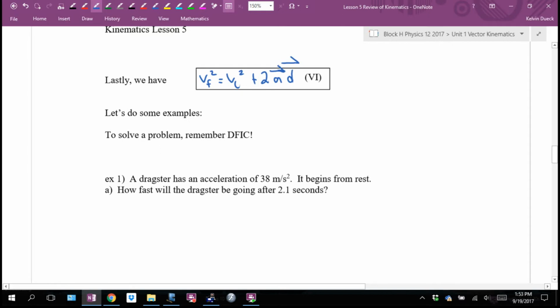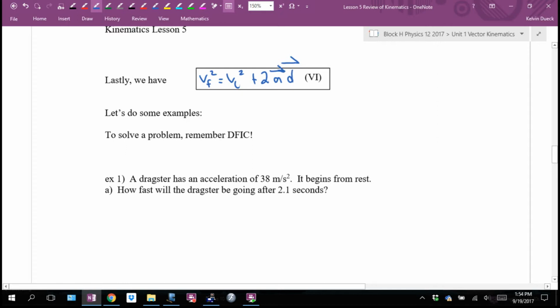To solve a problem, remember DFIC. I have two main acronyms that I use when I teach. One I already showed you. Who remembers? Don't write this down. What does DULP stand for? Draw a little picture. When in doubt, DULP. Draw a little picture.